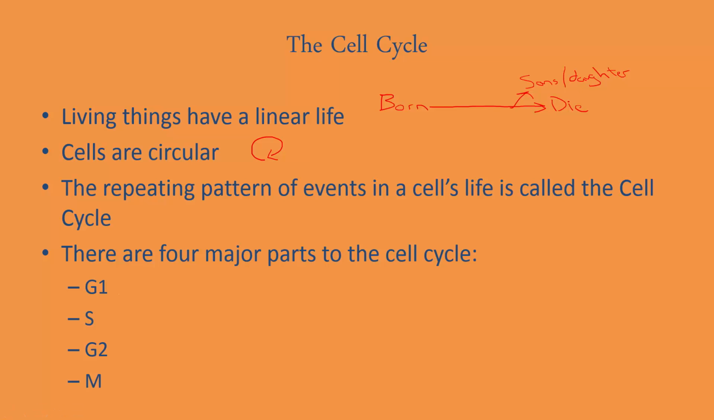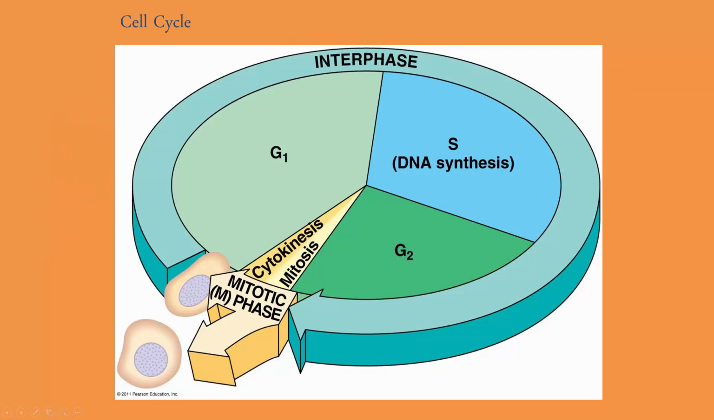There are 4 major parts to the cell cycle. We have G1, S, G2, and M. And we'll go into these in great depth in the next few slides. This is a diagram of the cell cycle, and you can see here's our G1 phase, our S phase, our G2 phase, and our M phase. Okay? G1, S, and G2 all belong in a phase called interphase. So if you look, this is all interphase.